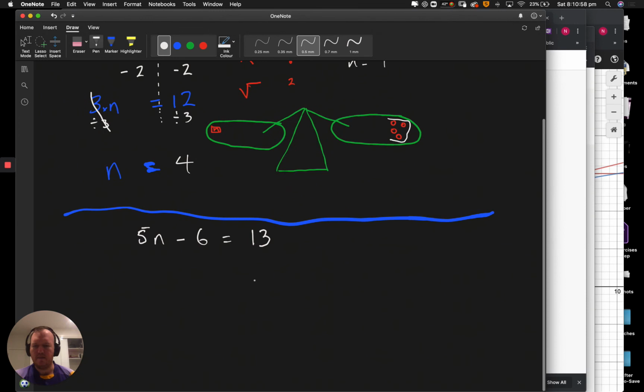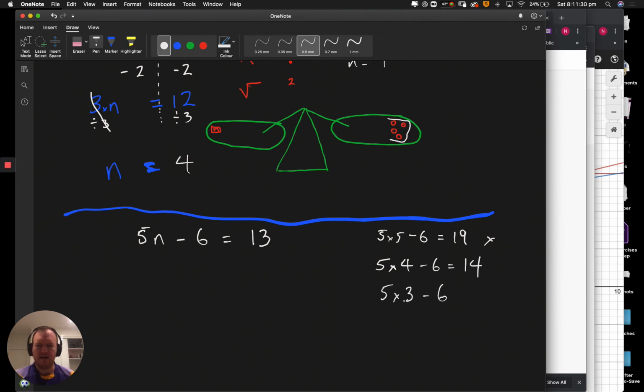Now this one, I purposely have chosen a number that's not going to be as easy to see. Again, if I'm guessing and checking, maybe 5 times 5 is 25 minus 6. 5 times 5 minus 6, that is 19, so that's going to be wrong. If I then go down, well, what about 5 times 4 is 20 minus 6 is 14, so that's not quite right. If I go down again, 5 times 3 minus 6, well, that's 15 minus 6 is 9. So I'm wrong in there. I need it to be 13.